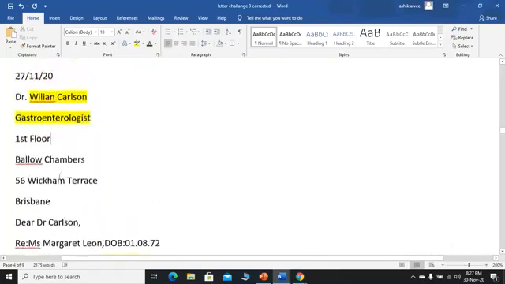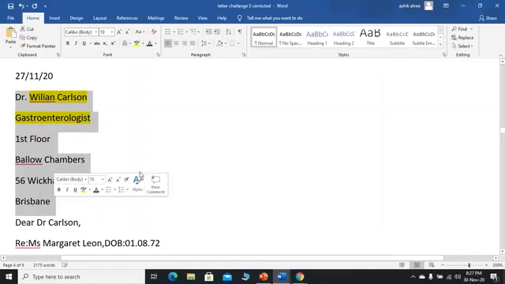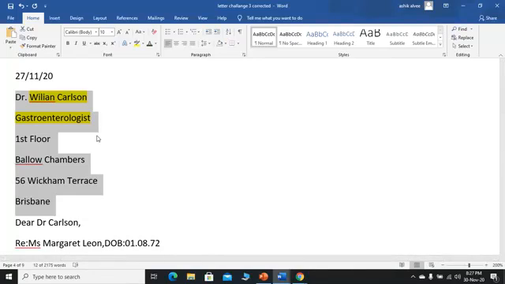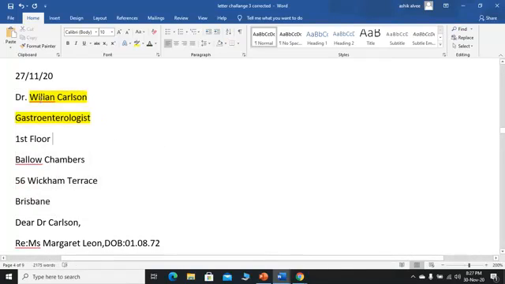56 Wickham Terrace, Brisbane. Now, in this portion of address writing, there should not be any punctuation, there should not be any comma, and there should not be any full stop. And I think you will not forget this. And this should be written in one para. Then you will have some gap here.